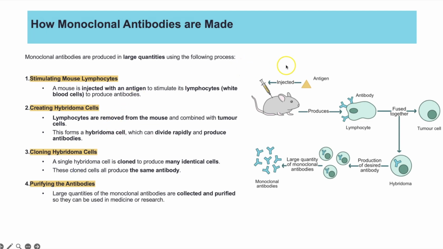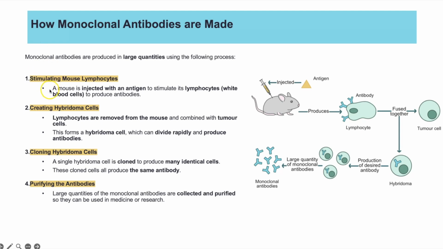So how they are made is another common long answer question. It could be 4 marks, it could be more. I've split it up here as if it was a 4-mark question. So let's go through it. First of all, why do we want to make them? Well, we make them in large quantities and we're going to look at the uses on the next slide, but we want to create a large quantity of these monoclonal antibodies.